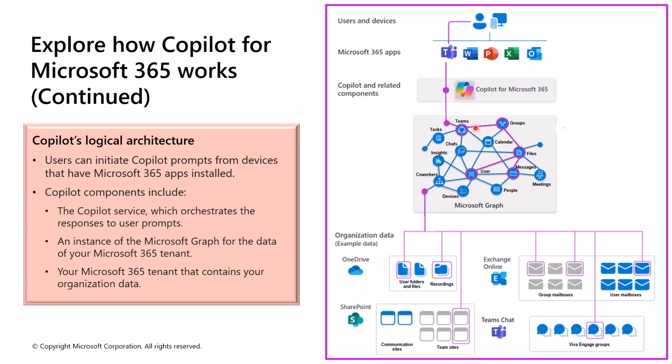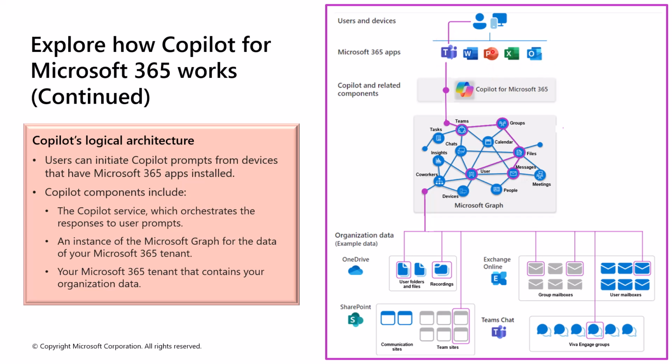It's in between the application and the Microsoft Graph, and the Microsoft Graph is picking that data from either your OneDrive, your SharePoint, your Exchange, your Teams. And it is very important to know that users can actually initiate a Copilot prompt from devices that have the Microsoft 365 apps installed. So you must have either the apps installed or be on the web. You can interact with Copilot.